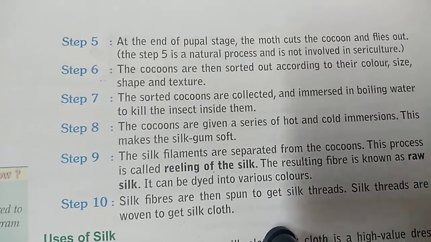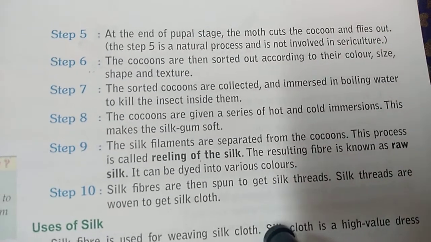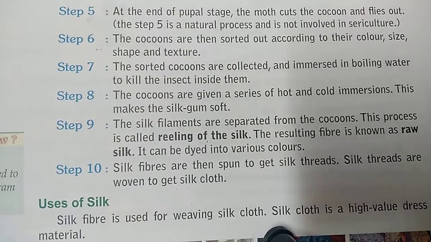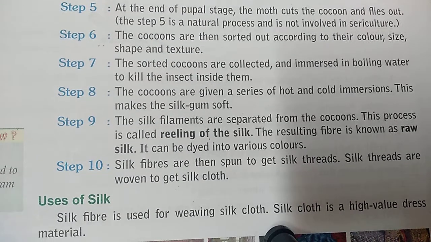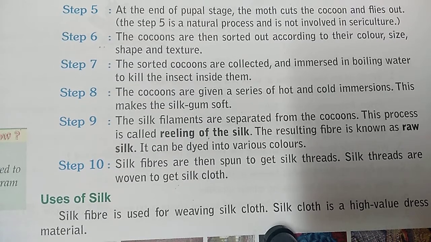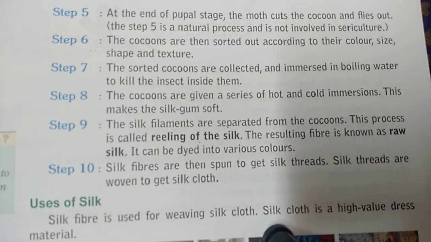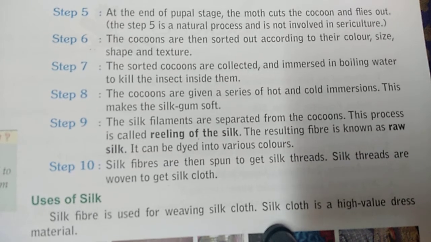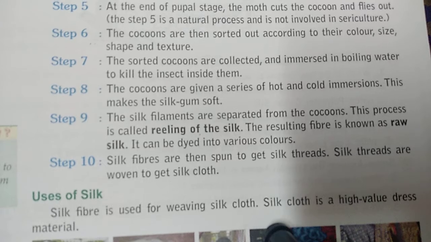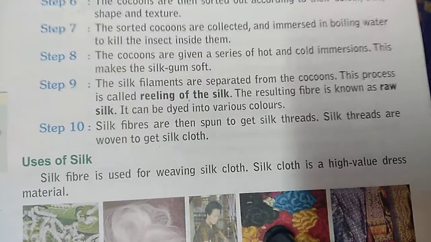When the cocoons are developed completely, at that time they are sorted according to their color, structure, shape and quality. Later on, they are immersed in boiling water to kill the insects, because at this stage if they are not killed, then the moths will fly away and the quality of silk won't be good. So they are killed by immersing in boiling water, and there is continuous hot and cold immersion, so the quality of silk will be soft and good.